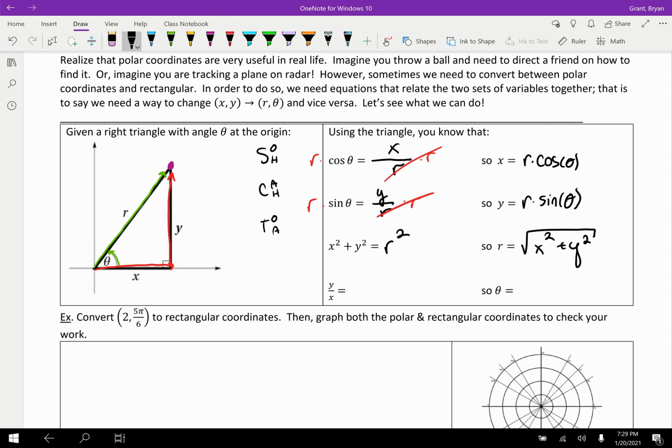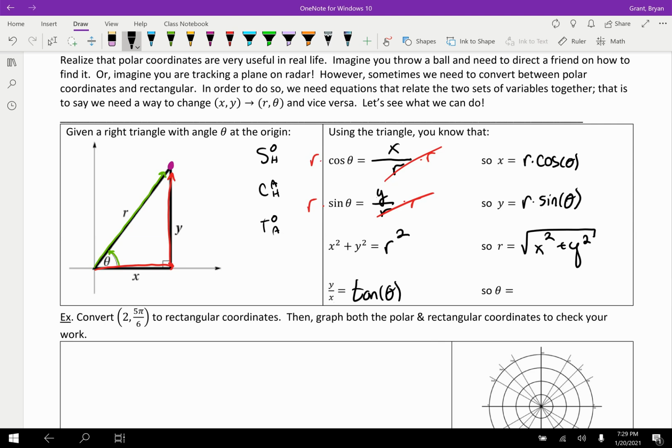Last but not least, we can also divide y over x, and this one is a little bit trickier here. If you divide y over x, you might realize that you're really doing the opposite over the adjacent, and so that is tangent. How do we create that? We do tangent of theta.